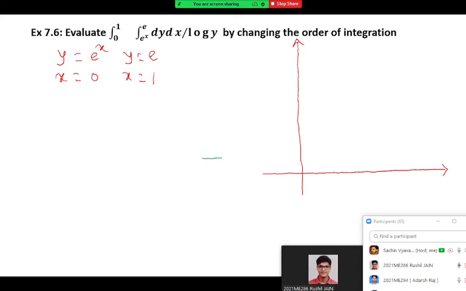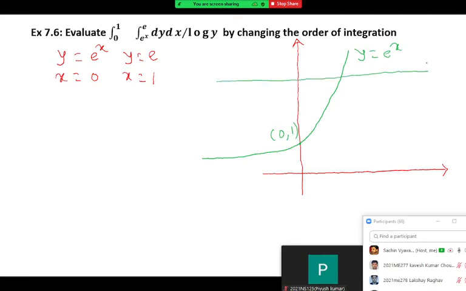0 comma 1 is the correct answer. The curve is y equal to e raised to x, and on the y-axis x is 0, so e raised to 0 is 1. So the coordinate of this point is 0 comma 1, the intersection point of y equal to e raised to x with the y-axis. Next, y equal to e is a line parallel to the x-axis. Can I draw it below 1? No, e is 2.71, so we should take it above 0 comma 1.